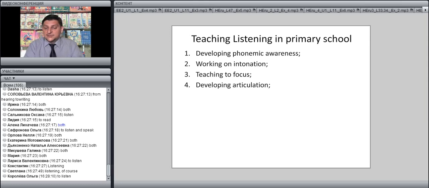The point number four is not strictly speaking related to listening so much as to speaking, because when you develop articulation in students, it means that you teach them to speak. But whether fortunately or not, there is a very close connection between speaking and listening. If somebody cannot pronounce certain sounds, they will not be able to hear them. For example, if somebody cannot say th, they will probably not see the difference between th and other sounds in speech when he or she hears them. That's why the better your students can articulate things, the easier they will be able to hear different sounds, and the better their phonemic awareness will be.